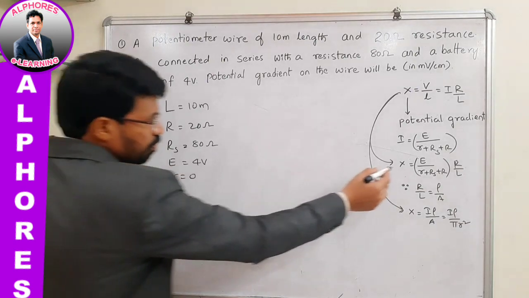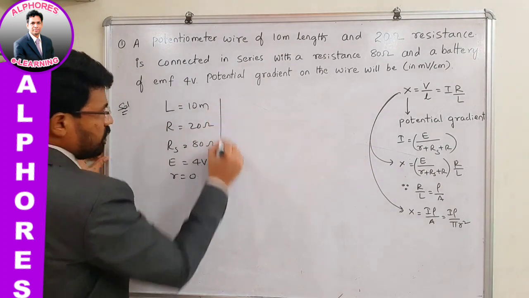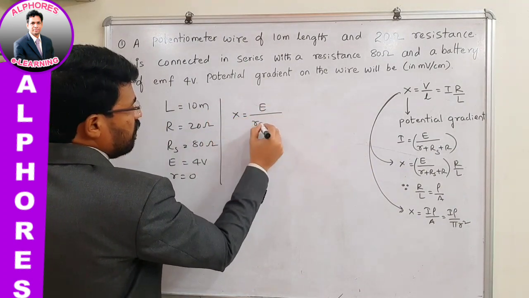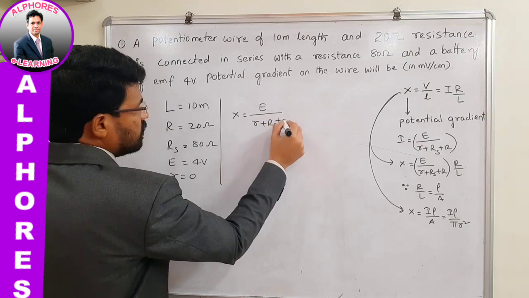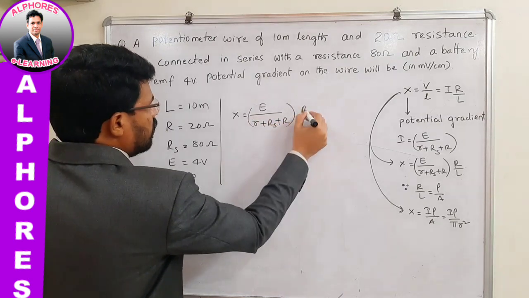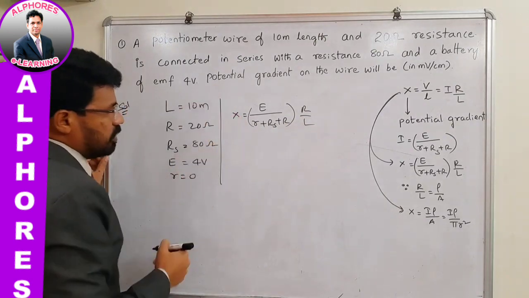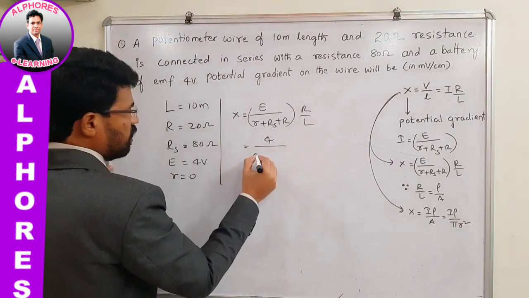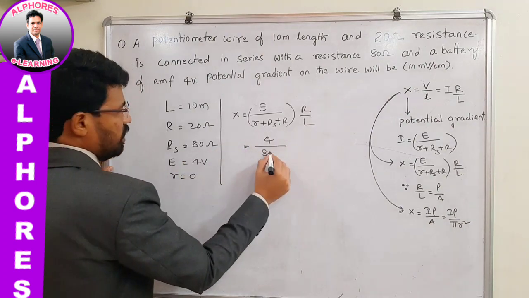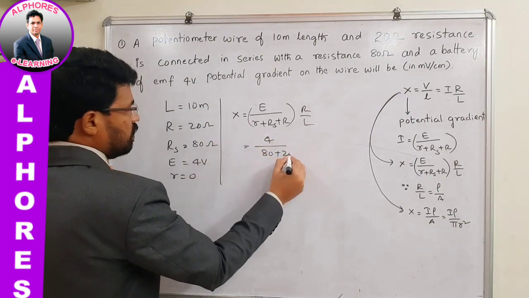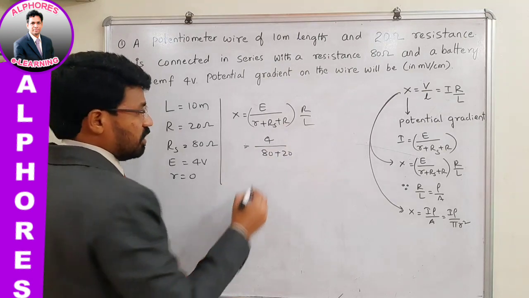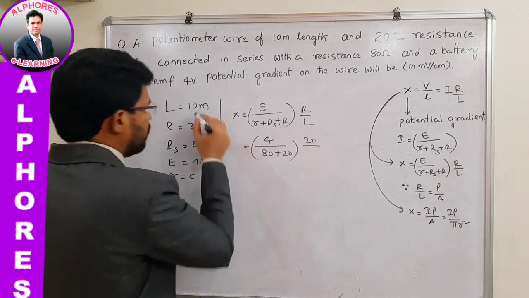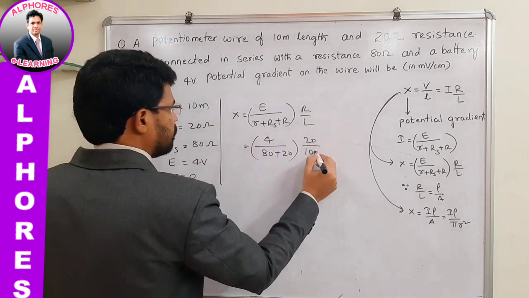So pick up this equation. How can this potential gradient be written? X is equal to E by r plus Rs plus R, into R by L. Now all the data is available, so just substitute. 4 divided by small r, which is 0, Rs is 80, plus capital R, which is 20, into the potentiometer wire resistance, which is 20, divided by the length of the potentiometer wire, 10 meters.